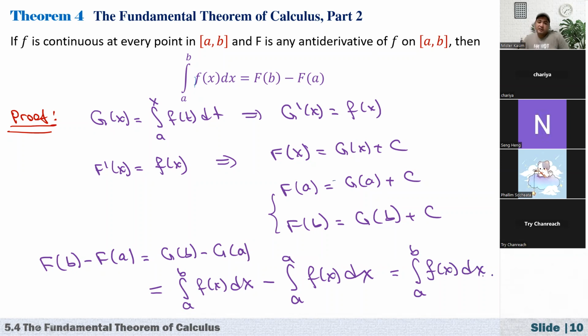Okay. So now, guys, we are ready to compute the definite integral using this fundamental theorem of calculus. To calculate the definite integral, we just need to find one antiderivative of the function, right? And evaluate its values at b and a and subtract.